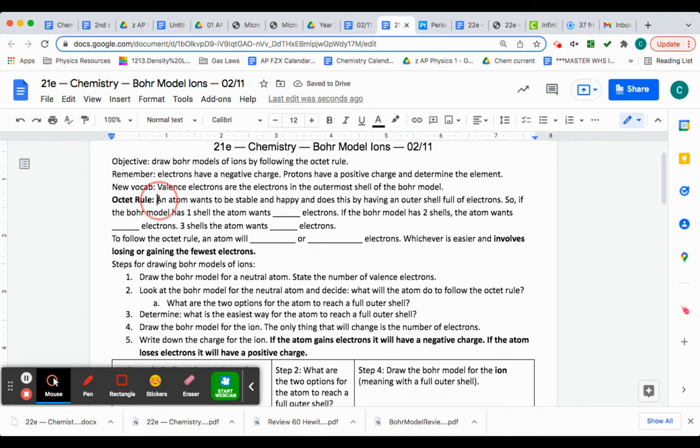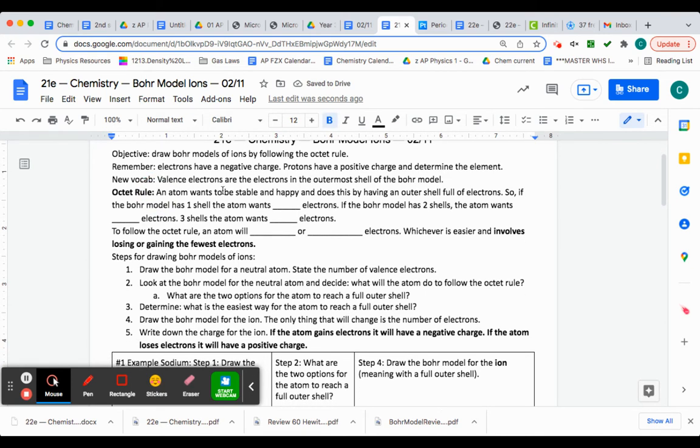And then the octet rule, this is new, is as follows. An atom wants to be stable and happy. And how it does this is by having an outer shell that is full of electrons. So if the Bohr model has one shell, and you write this in on your paper, it will want 2 electrons, because that's full, that's the max. If the Bohr model has 2 shells, the atom will want 8 electrons, because that's as many as that one can fit. And then if the atom has 3 shells, it will also want 8 electrons.